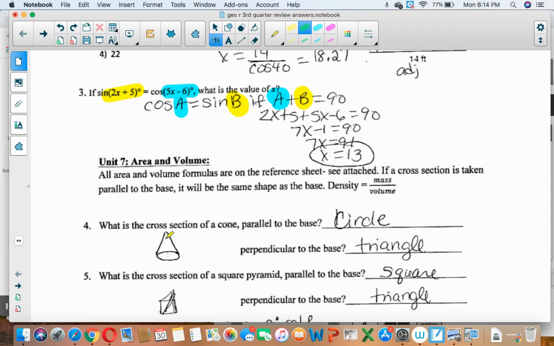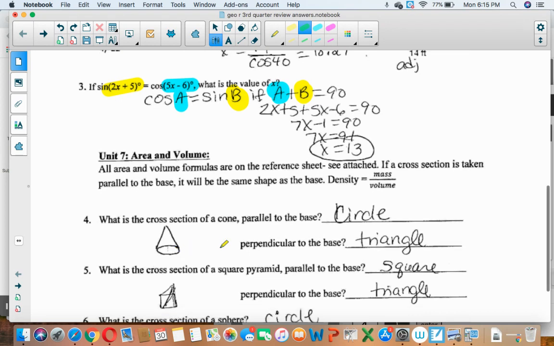And if I do a cross section perpendicular to the base, so imagine that I'm doing cross section this way, up and down, okay? And you sort of split the cone in half and open it towards you. There's a triangle shape that's facing you, all right? So that cross section is a triangle.